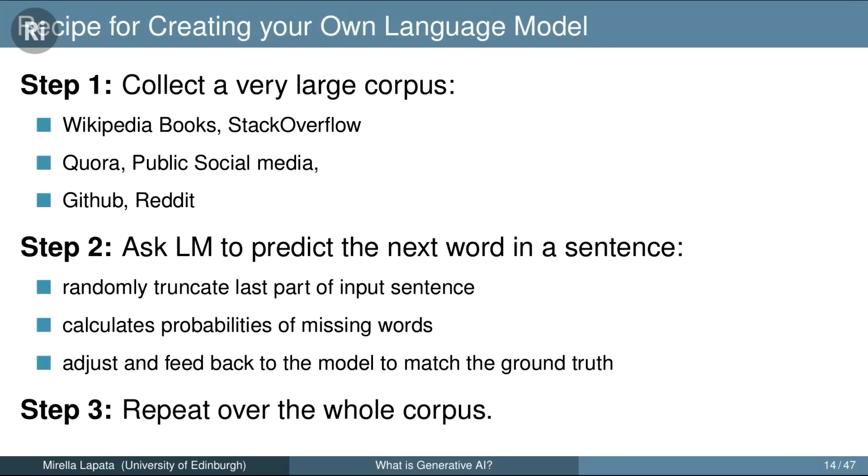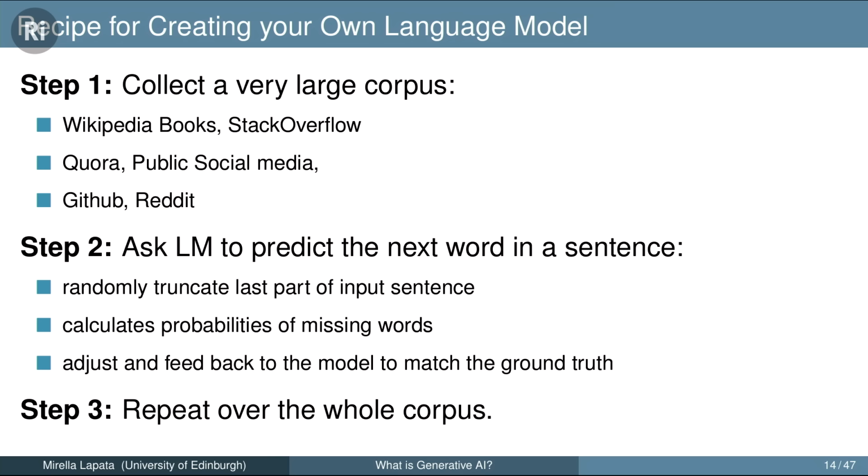Okay, so we don't count these things. We try to predict them using this language model. So how would you build your own language model? This is a recipe. This is how everybody does this. So step 1, we need a lot of data. We need to collect a ginormous corpus. So these are words. And where will we find such a ginormous corpus?